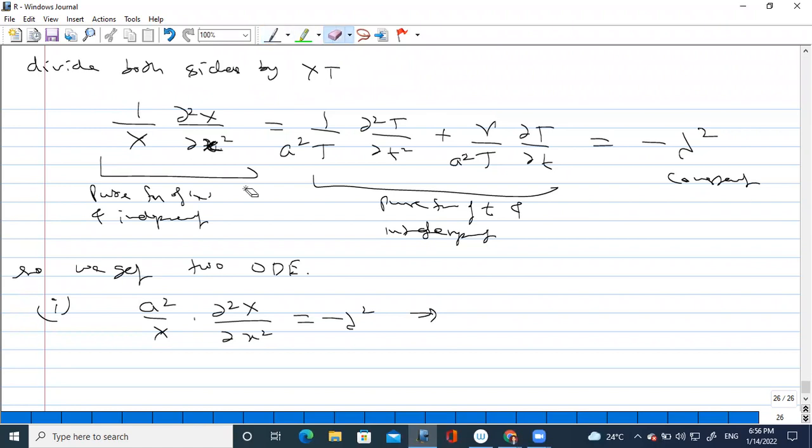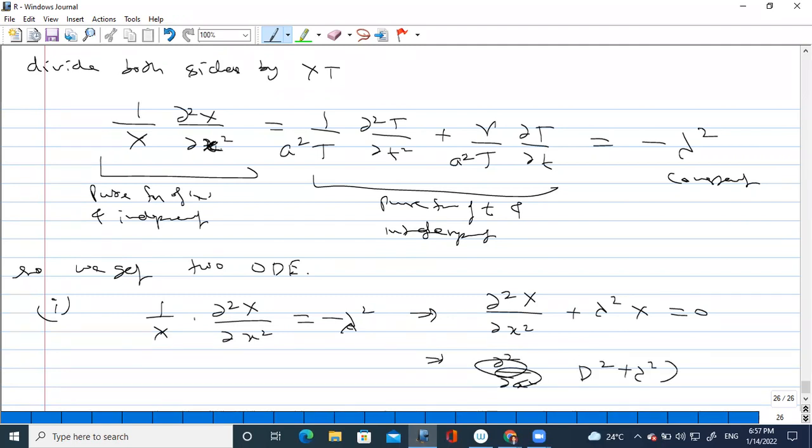So then the first equation will become 1 by x del 2x by del x square equal to minus lambda square. So x will be multiplied here, it will become del 2x by del x square plus lambda square x is equal to 0. So here x can be taken common, it will become f(D). So this implies (D square plus lambda square) into x is equal to 0. So this is your f(D).